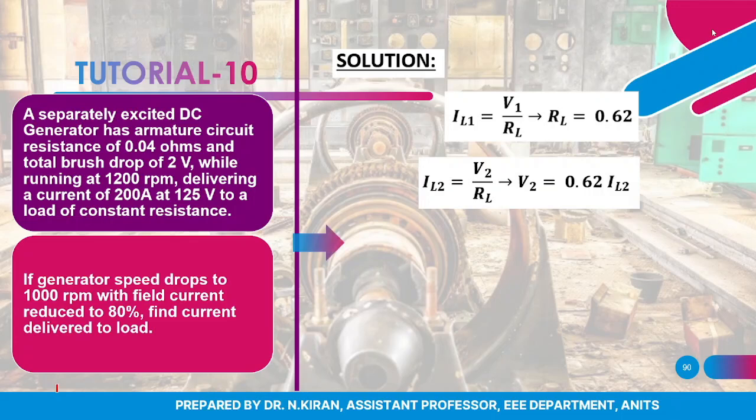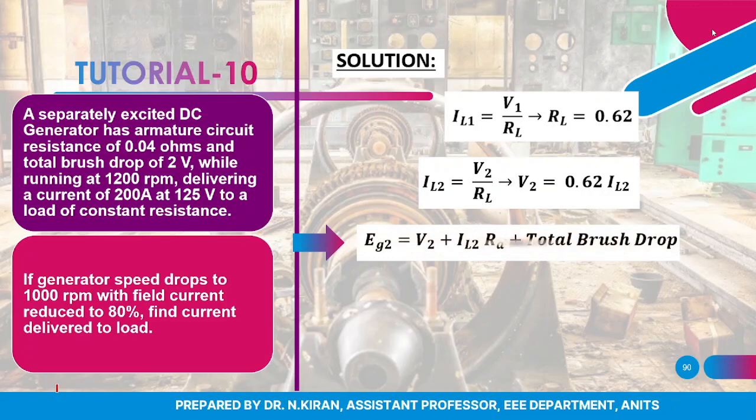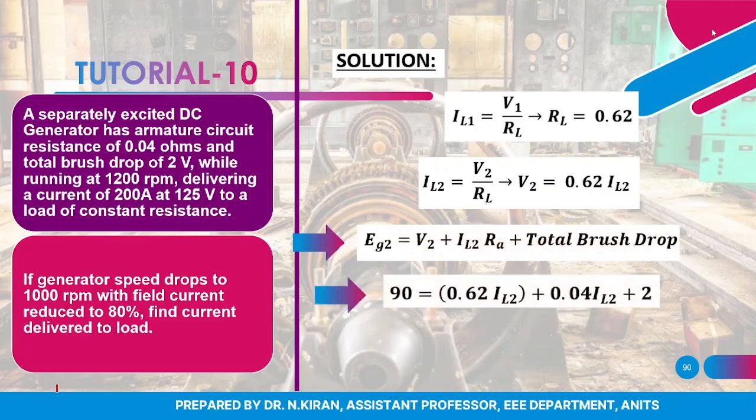So substituting that in my generated EMF expression, that will give me 90 is equal to 0.62 IL2 plus 0.04 IL2 plus 2. And that will give me the current delivered to the load IL2 to be around 133.3 amps.